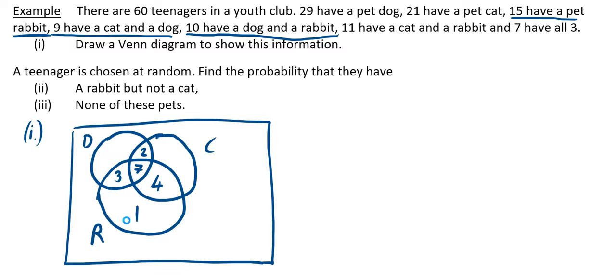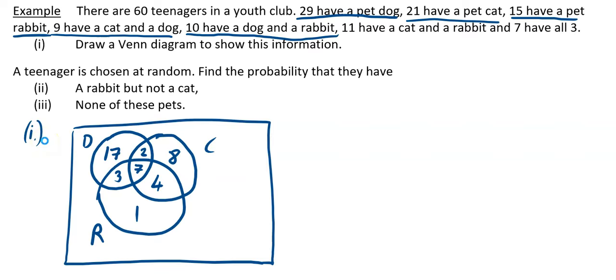1. Next thing it says is 21 have a pet cat. So same idea. To get this missing number, you do 21, take away 2, take away 7, take away 4. And when I did that, I got 8. And the last thing it says, 29 have a pet dog. So this number in here is going to be 29 minus 3 minus 7 minus 2, which is going to be 17.